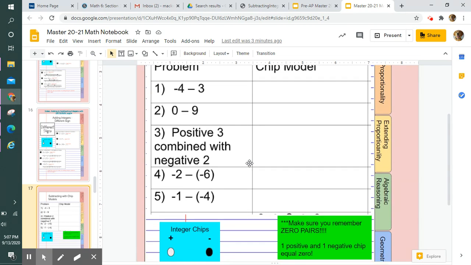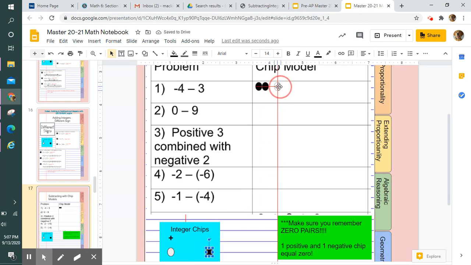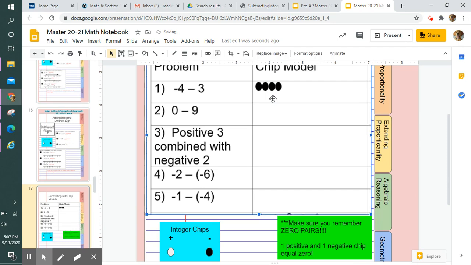So our first problem is -4 minus 3. So we're going to put our first number up there, which was -4. So I'm going to take 4 of these negative integer chips and put them in this box. So 1, 2, 3, and 4. And then saying minus or using subtraction is telling you to take something away. So what it wants us to take away is it wants us to take away 3 that are positive. Right now, though, I don't have any that are positive.